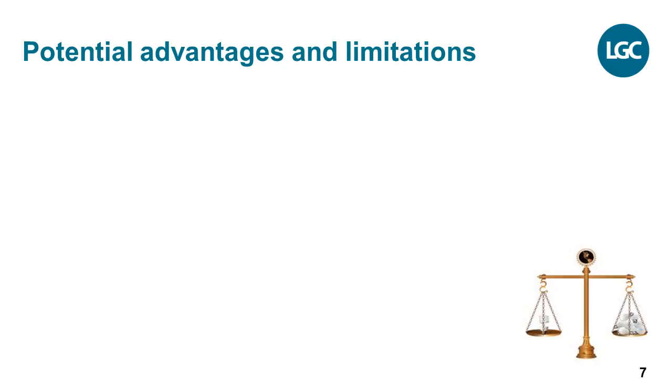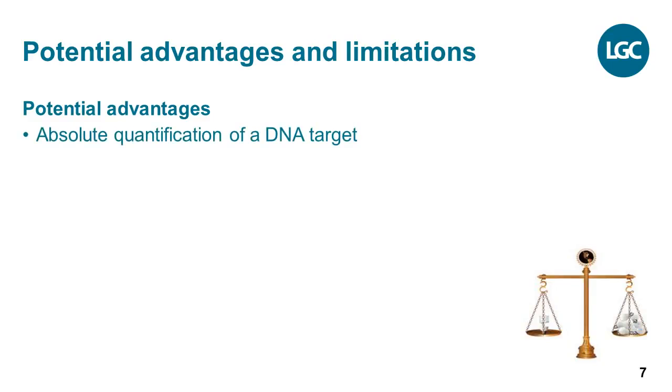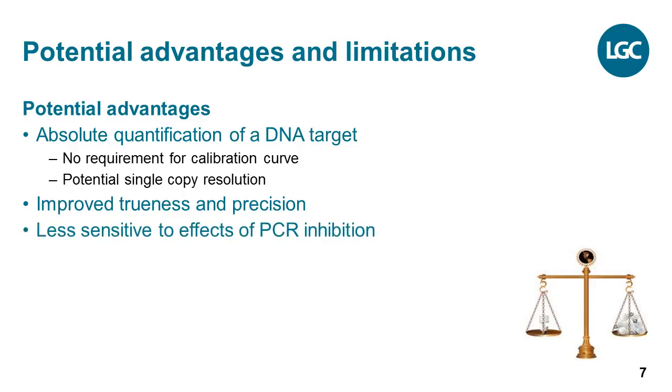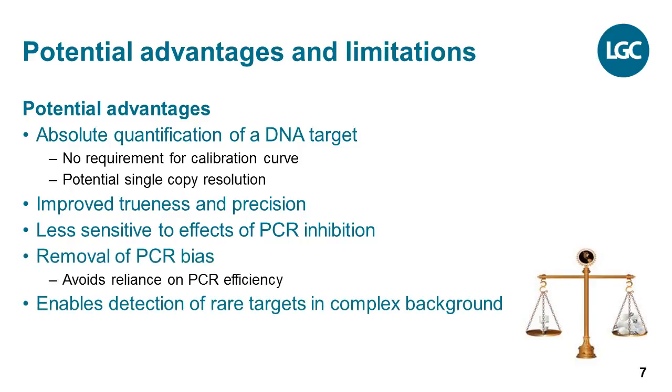The digital PCR technique has a number of potential advantages and limitations for the quantification of DNA targets, compared to approaches based on conventional quantitative PCR methods. One advantage is that it provides a method for estimating the absolute DNA target copy number of a test sample without the requirement for a calibration curve. It can also provide results with a high level of trueness and precision. Finally, the technique has been reported to be less sensitive to the effects of PCR inhibition on quantification, which enables the detection of rare targets in complex backgrounds.